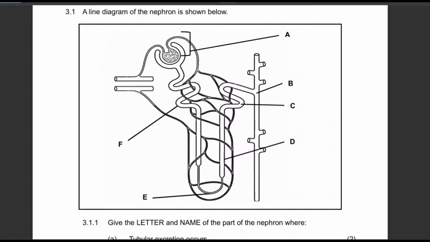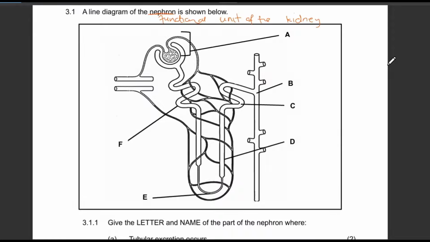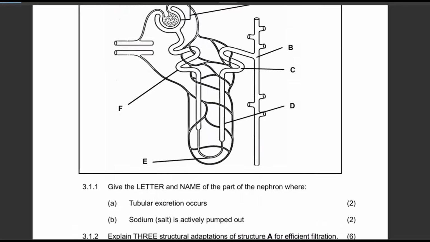All right, a line diagram of the nephron is shown below. So this is obviously a nephron. That's the functional unit of the kidney, right? We know that. I'm just going to increase the thickness a little bit. Up to you if you want to give out labels of the nephron before you go through the questions or after. It's up to you. I don't want to make the video long because there's a second question that we're also going to do. So let me go right straight into it.